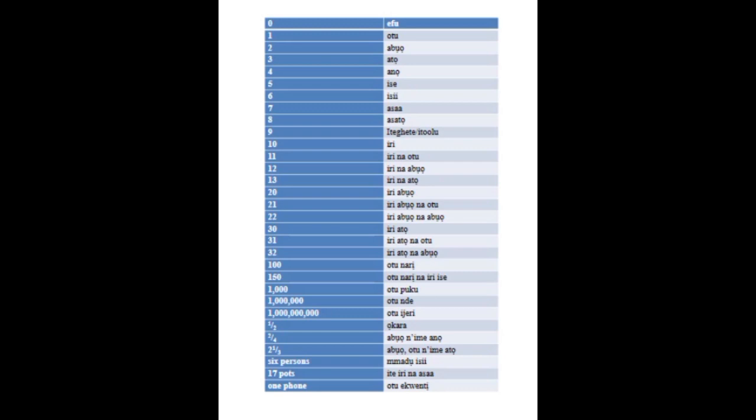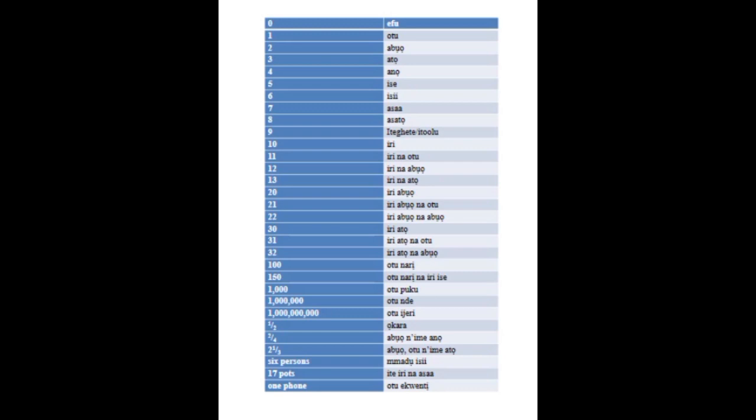You begin again. 20 is 2 times 10. 10 times 2, that is iri abụọ. You just remove na. Once it is in tens, you remove na. So you have iri abụọ, not iri na abụọ. Iri na abụọ is 12. If you write iri na abụọ for 20 in an exam, you will fail it. Iri na abụọ is 10 and 2, that is 12.